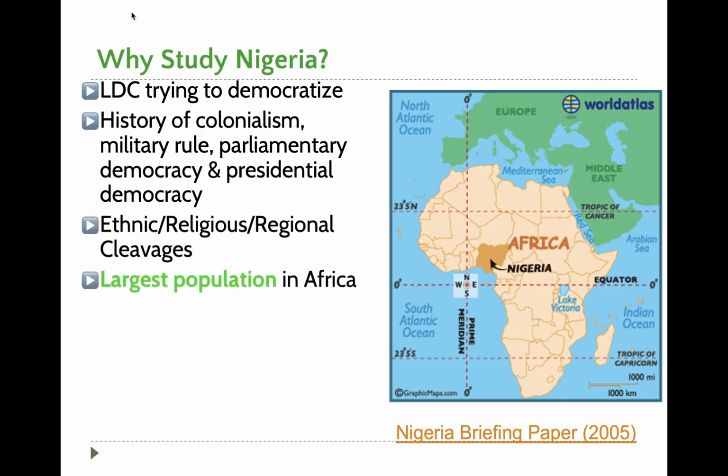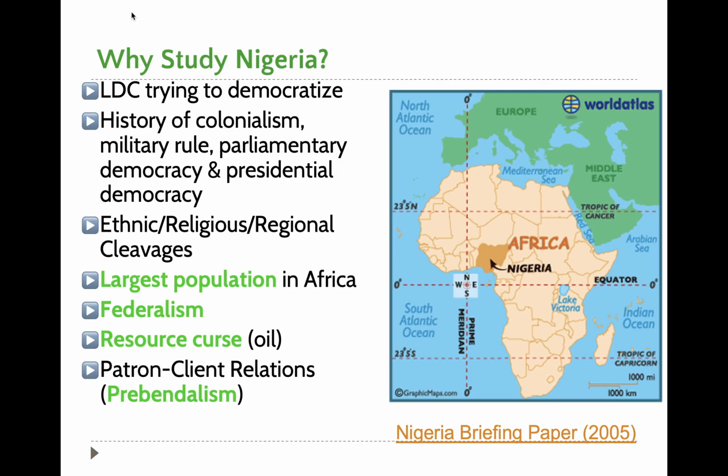You need to know it is the largest population in Africa. You need to know it's the largest economy in Africa. You also need to know it has the strongest military in Africa. It also has the curse of oil, so it is a rentier state.